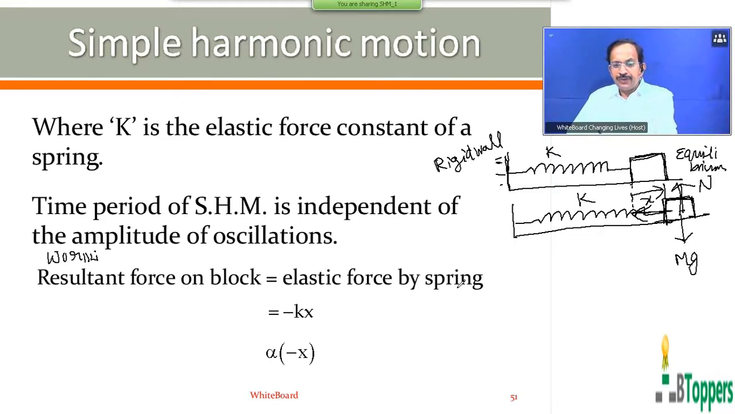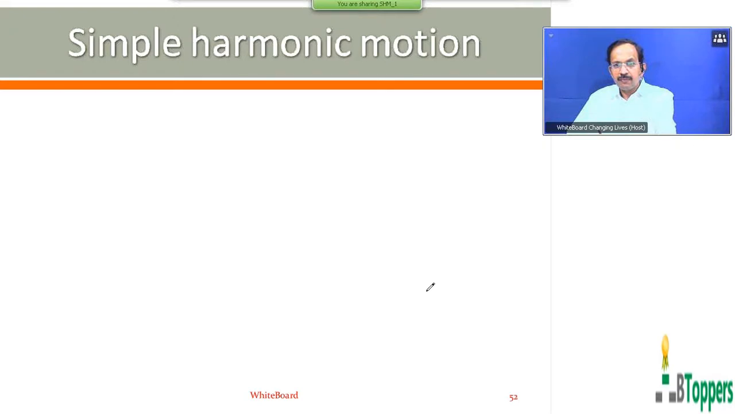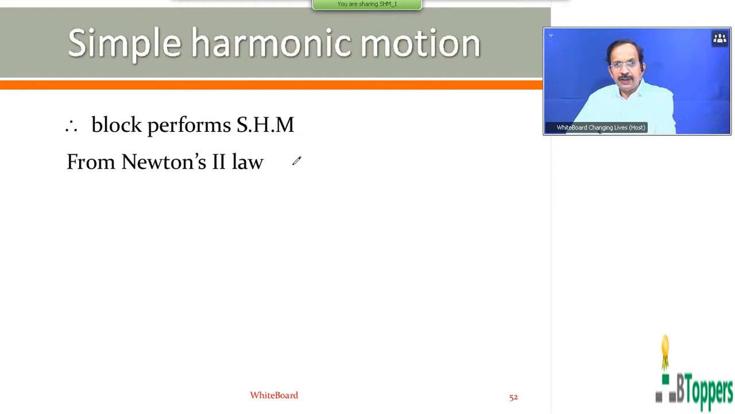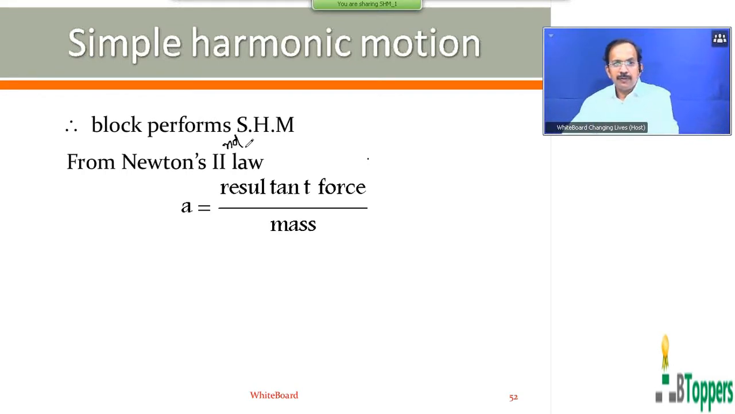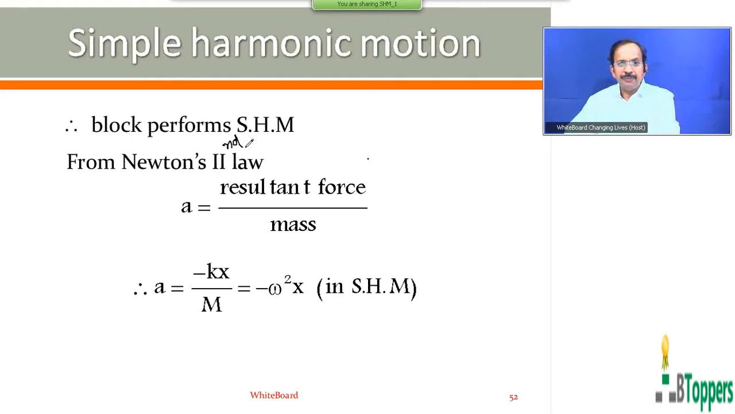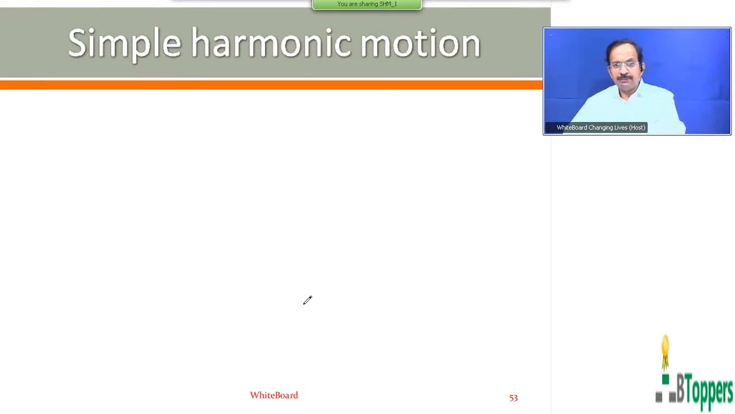Next, I would like to show the continuation to this. Therefore, the block performs SHM. From Newton's second law, the instantaneous acceleration of the block is equal to the resultant force on the block divided by the mass of the block. The resultant force is minus kx, and the mass of the block is denoted by m. But acceleration in SHM is written in the form minus omega square into x, where x is the displacement from the equilibrium position. So we get omega square equal to k by m.